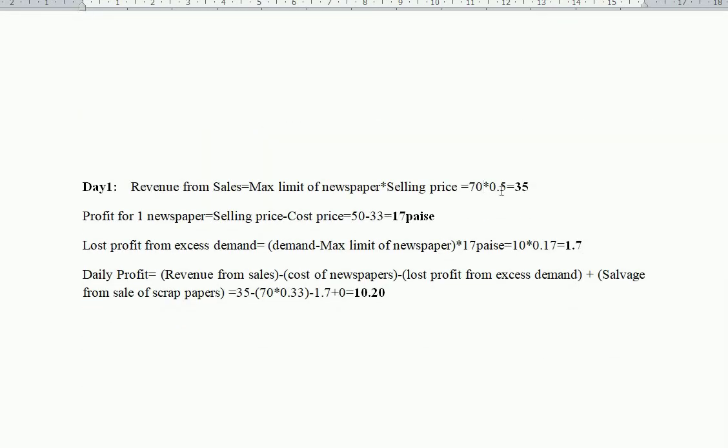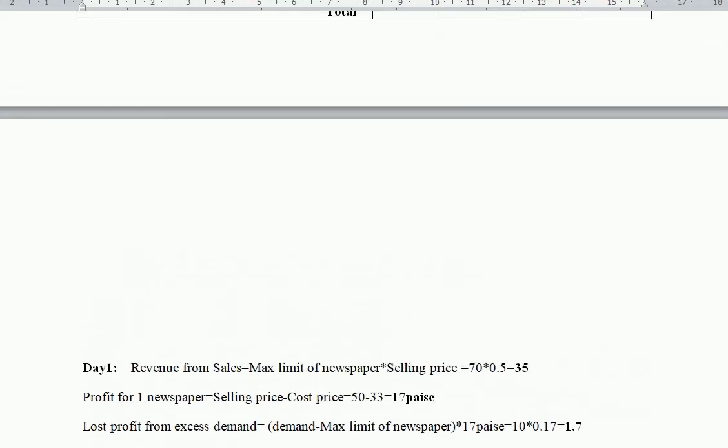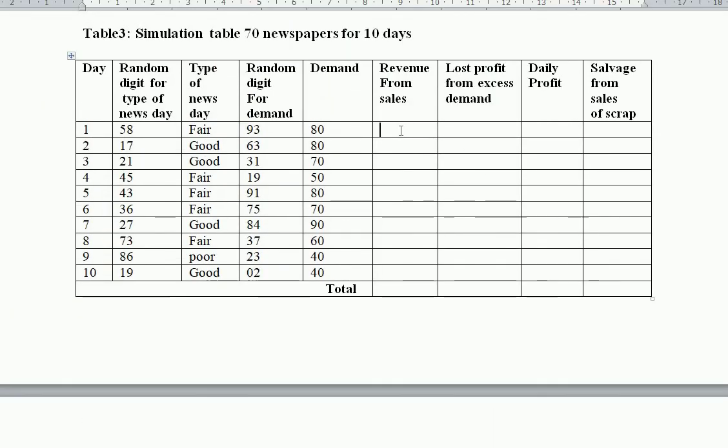So 70 newspapers into 0.5, you are going to get 35 rupees. So on that particular day, the revenue from sales is 35. Next is lost profit from excess demand. How many excess demands do we have? Only 10 excess demands. They purchased only 70, but on day 1 we have a demand of 80, so that is 10 newspapers of excess demand.